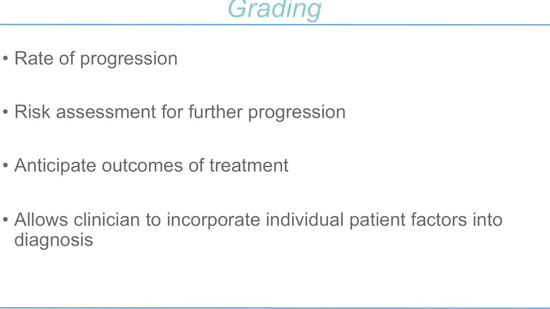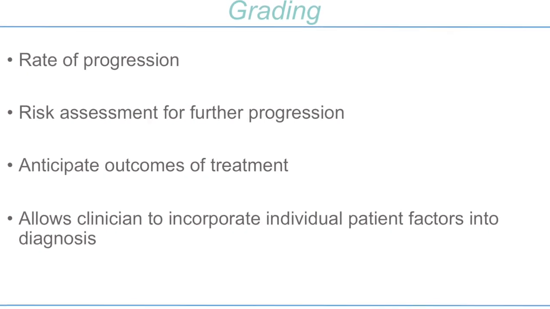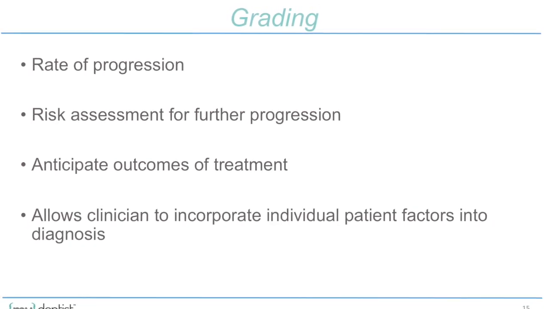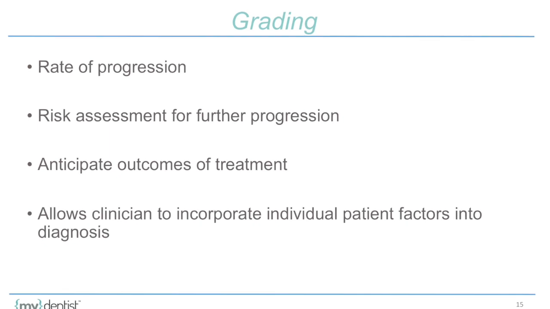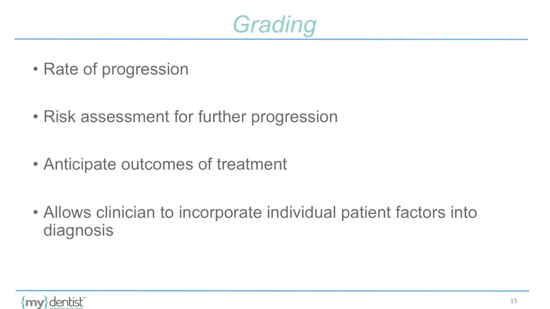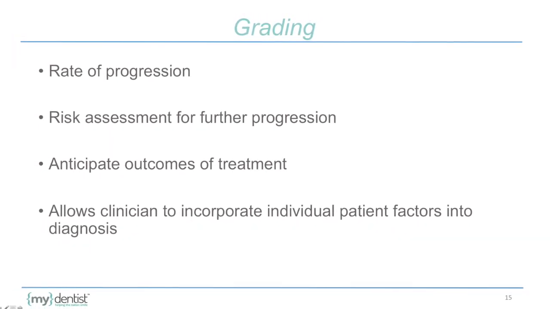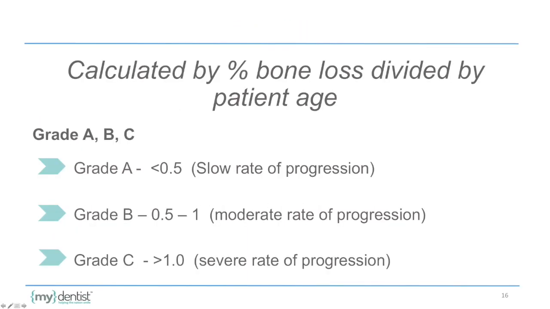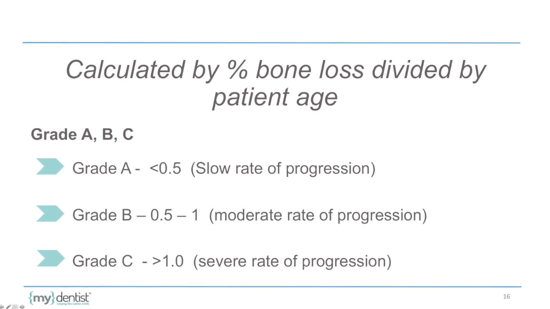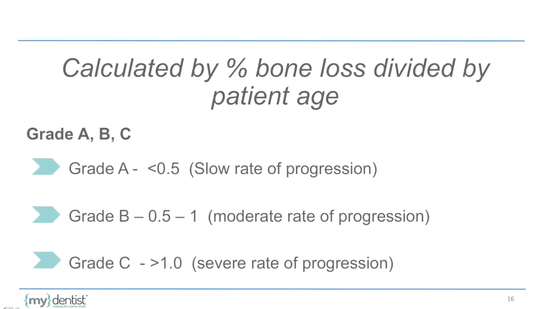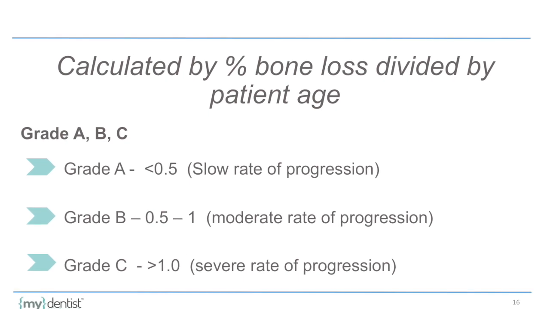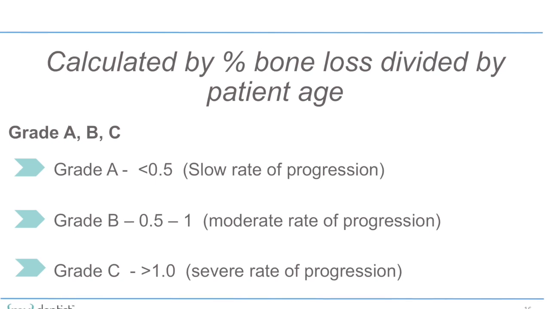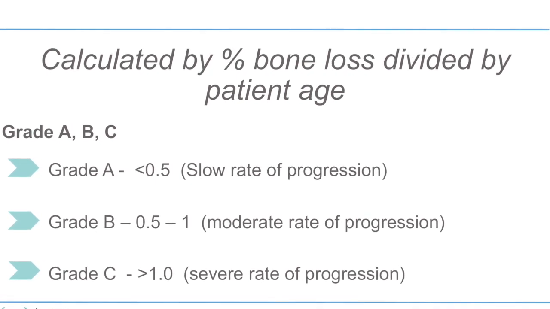The grading is the rate of progression. This is giving a risk assessment of how this disease may progress and anticipate the outcomes. It also allows a clinician to incorporate individual factors for each patient. So the grading is based on percentage of bone loss divided by the patient's age. Although this seems complicated to begin with, it soon becomes quite easy to work out whether this patient has a slow, moderate or a severe rate of progression.